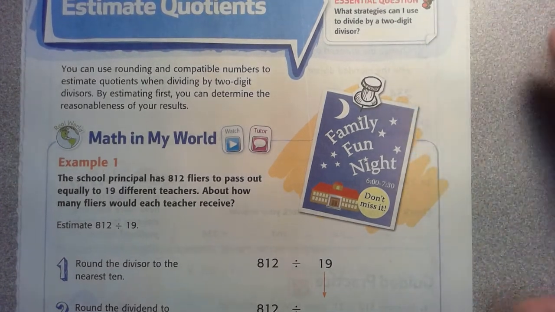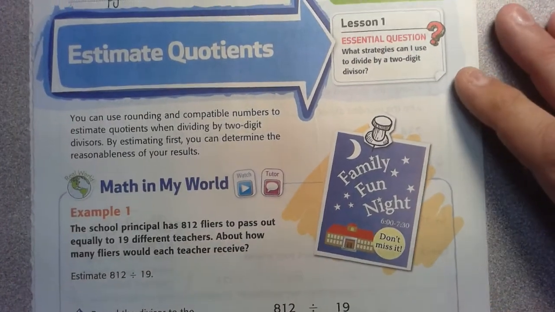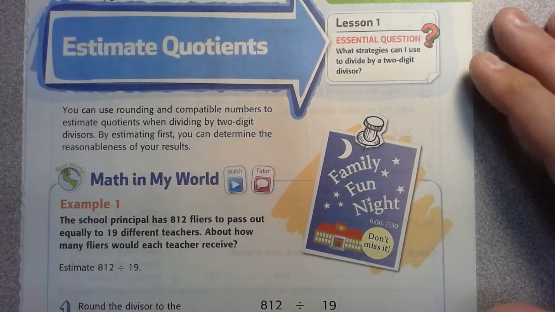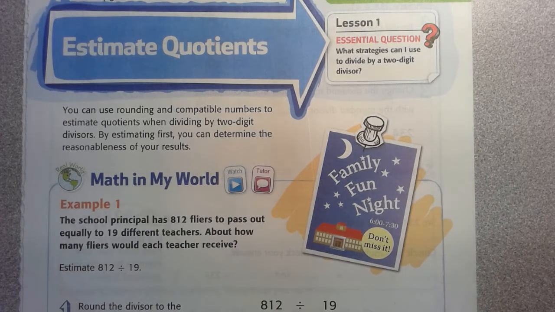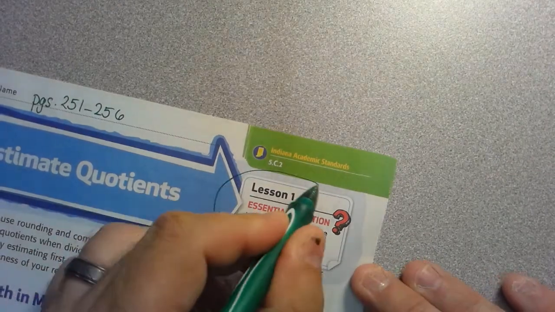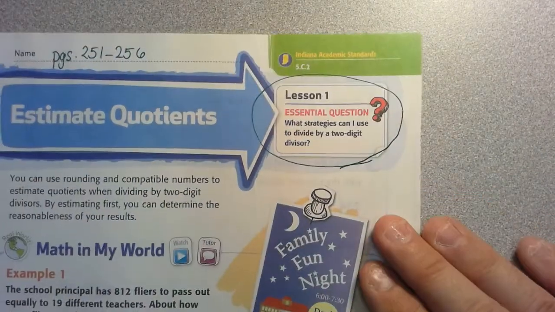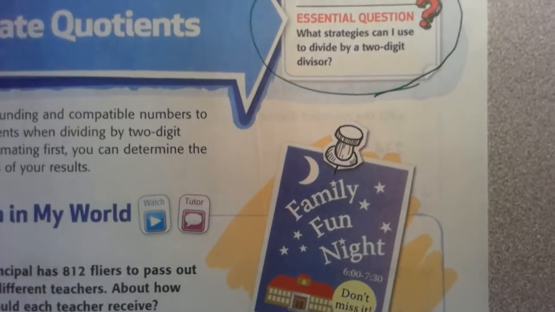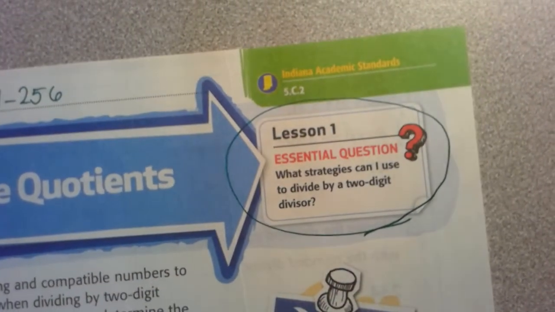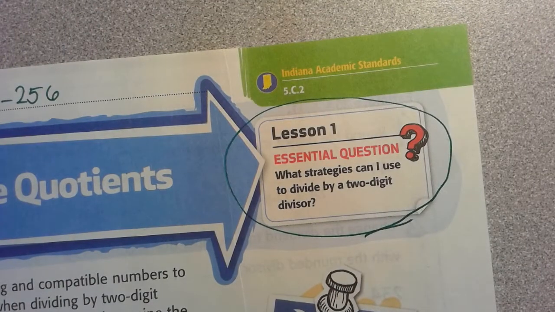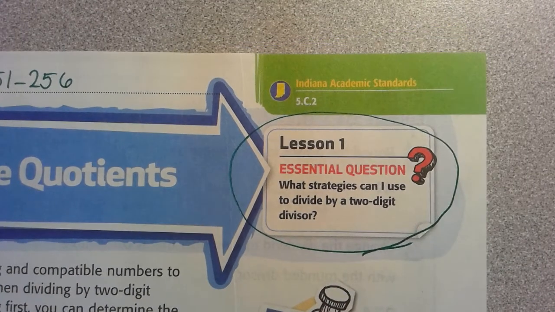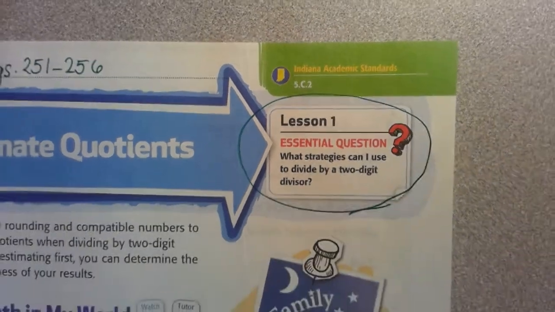All right, so today is estimating quotients. And again, estimating means we're not coming out to an exact answer. We are coming up with a close answer. And the main strategy, or main lesson, the main question over this entire thing is right here. Everybody see it? Somebody read that to me. Thank you, Ray. Go ahead and read it. What strategies can I use to divide by a 2-digit divisor? Okay, to divide by a 2-digit divisor.